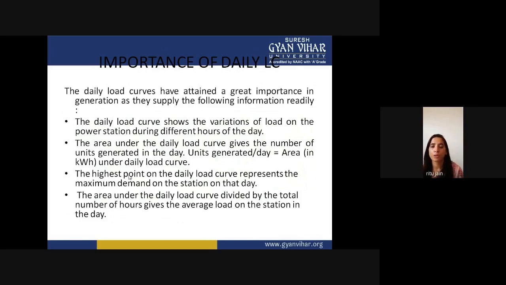So from the graph, you can easily find out how much generation, how many units, are generated by a power plant by calculating the area under the curve. The highest point on the daily load curve represents the maximum demand on the station on that day. So the area under the daily load curve divided by the total number of hours gives the average load on the station in the day.